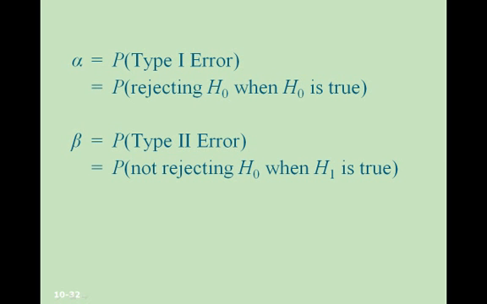So this is kind of commonplace notation for that. Alpha is the probability of making a type 1 error, which means the probability we reject the null when it was true. And beta is the probability of making a type 2 error, or the probability of not rejecting the null when the alternative hypothesis was true.